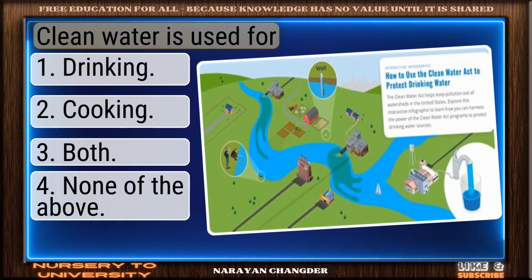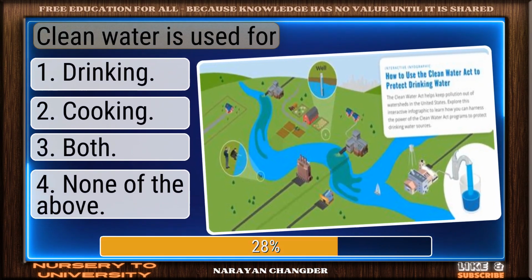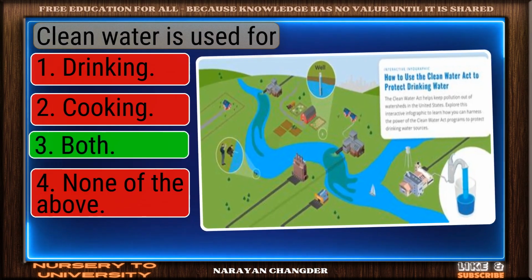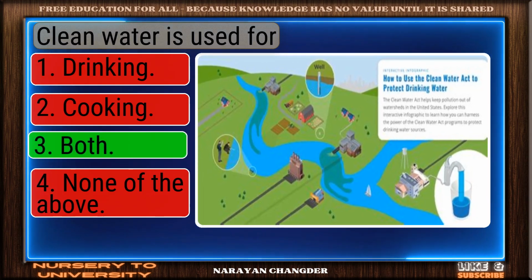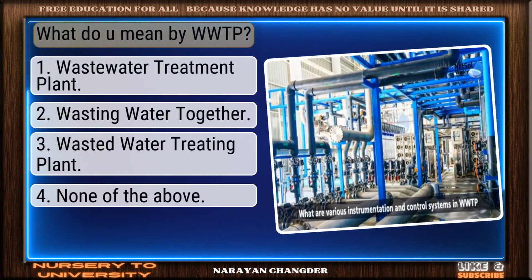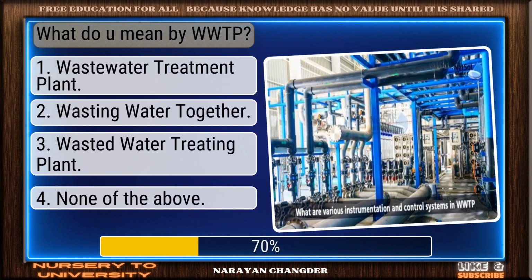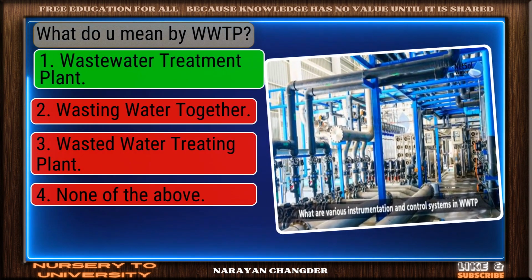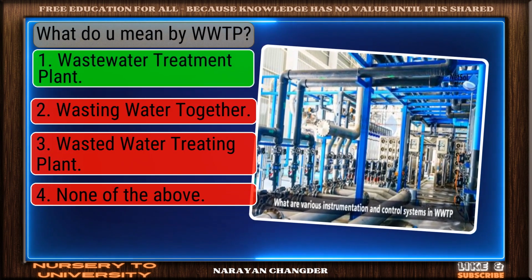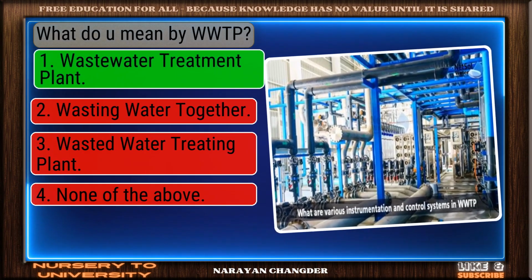Question number 110. Clean water is used for. Smart move. Both is an accurate answer. Question number 111. What do you mean by WTP? Nice selection. Wastewater treatment plant is the correct and valid answer.